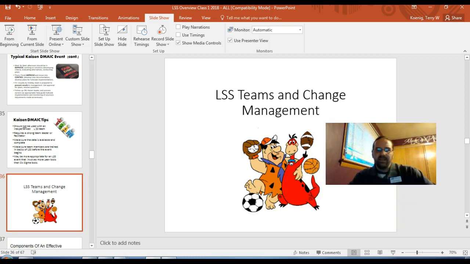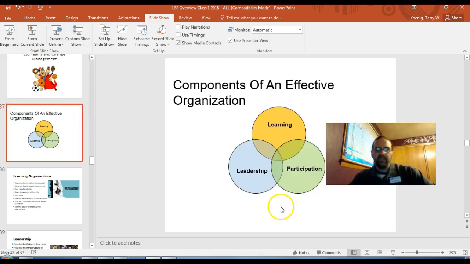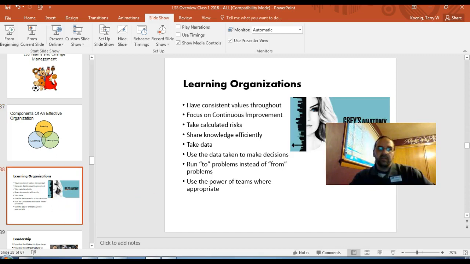All right, on to teams and change management. Components of an effective organization: leadership, participation, and learning. Hopefully, as students, you always find yourself learning. Never stop learning.